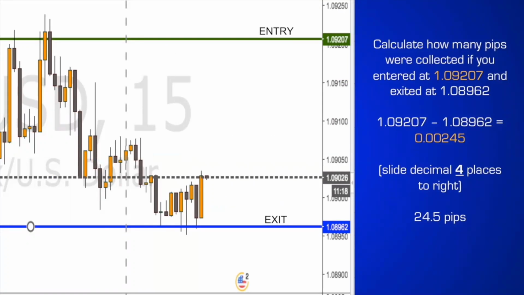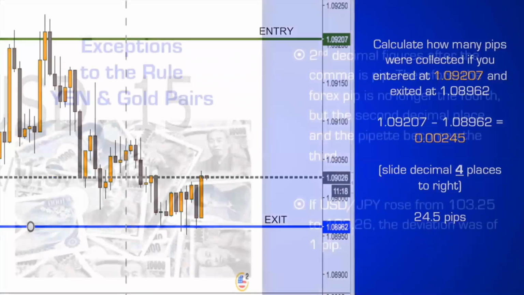So let's say you enter, and I already have the entry price at 1.09207, and you exit where the blue is at, 1.08962. You get it. You are going to subtract those numbers. It's going to equal 0.00245. You can slide the decimal over 4 places to the right, and then you end up with 24.5 pips. Hopefully, this is getting more simple. If not, please replay this video.